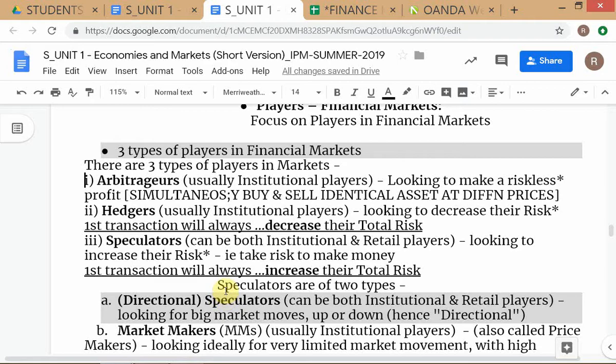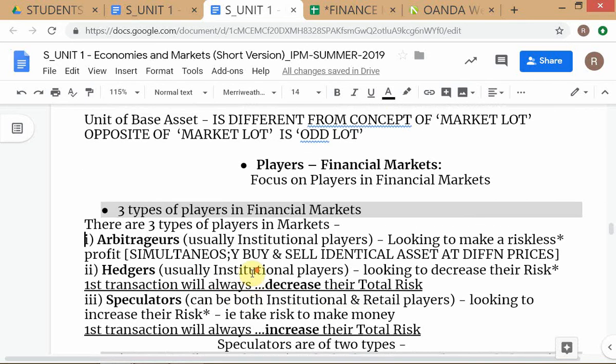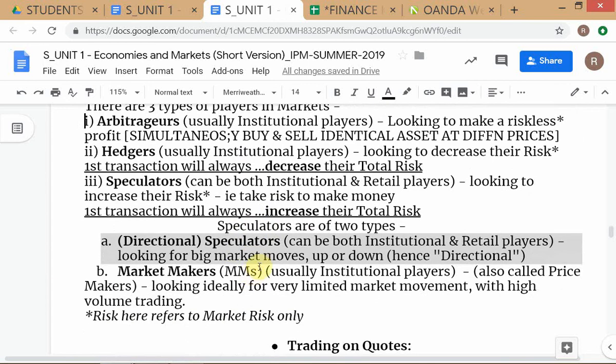All right, so our previous topic, which we have just finished, but we'll quickly recap here. Players in financial markets, different types of players. We've classified three types of players: arbitragers, hedgers, speculators. High level classification is three categories. Then we have two subcategories within speculators. We have directional speculators and we have market makers.